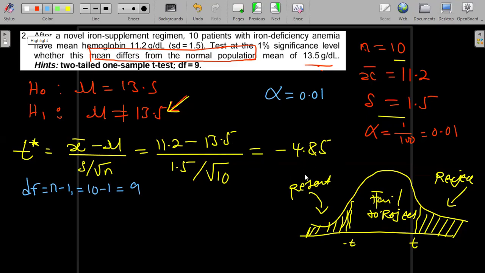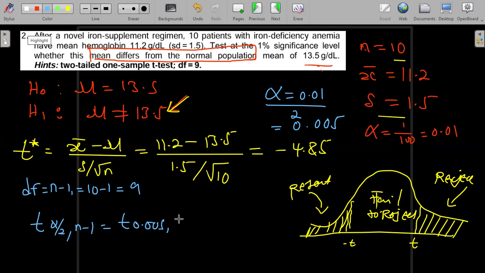But now our regions have been divided into two. There's this region and this region. So we have to divide this by 2. When you divide this by 2, we're going to have 0.005. So I'm going to say now t of alpha divided by 2, with degrees of freedom n minus 1, is equal to t of 0.005, comma 9.